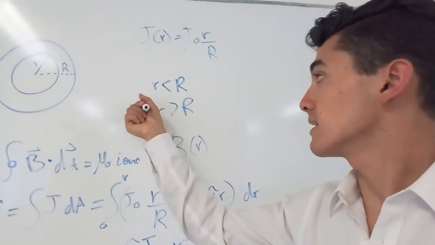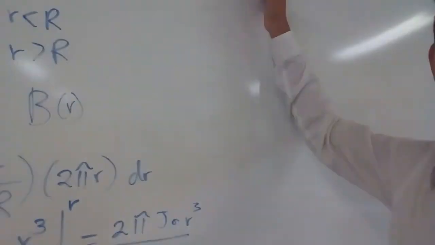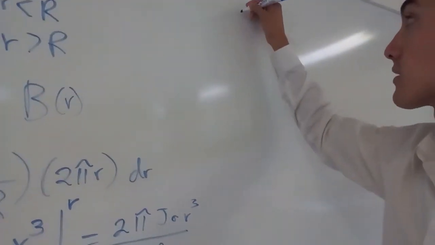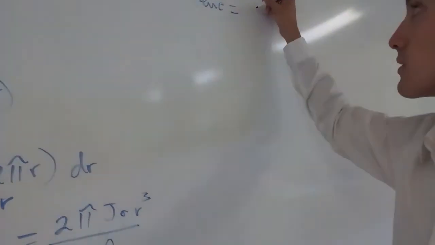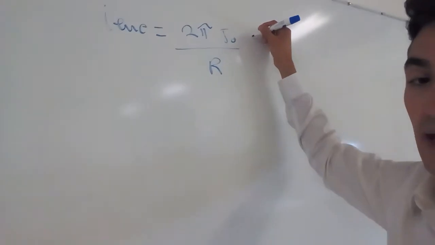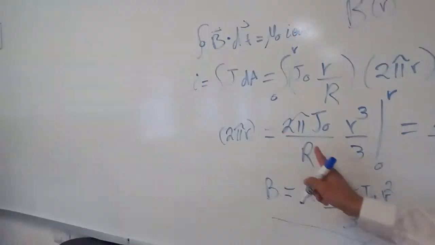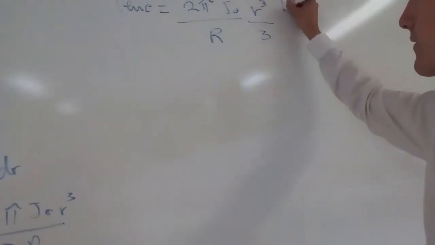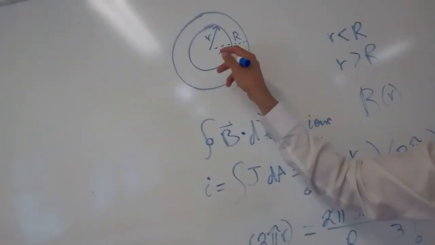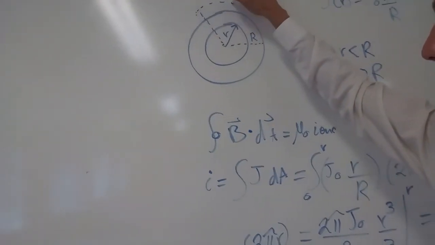But we are told to obtain then that the small r has to be bigger than the capital R. So for obtaining that part, we do exactly the same as in here for the current. So the enclosed current will be equal to 2 pi J naught over our radius times r cubed over 3, this part is exactly the same one as in here, but we are evaluating here from 0 to capital R because now the capital R is smaller. So now we are considering this part until here.